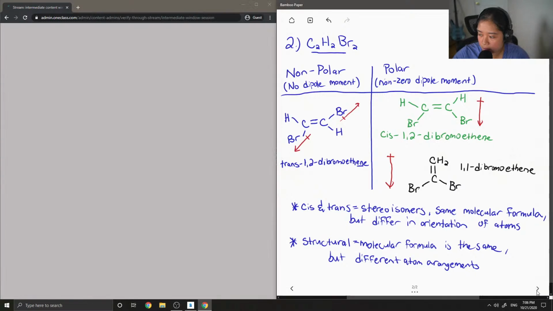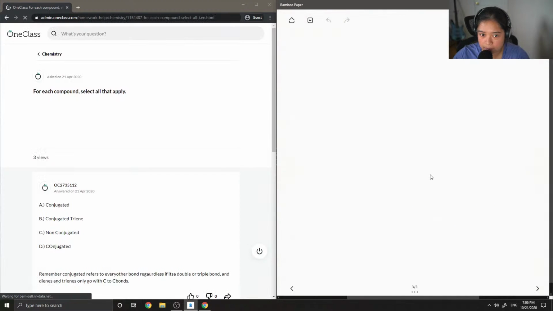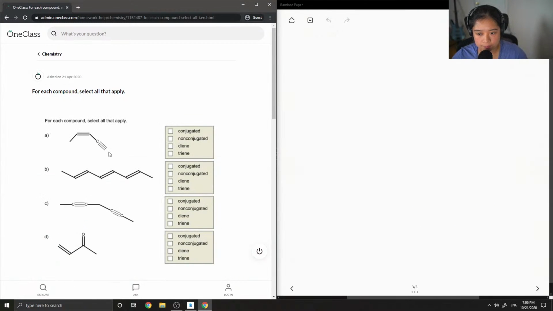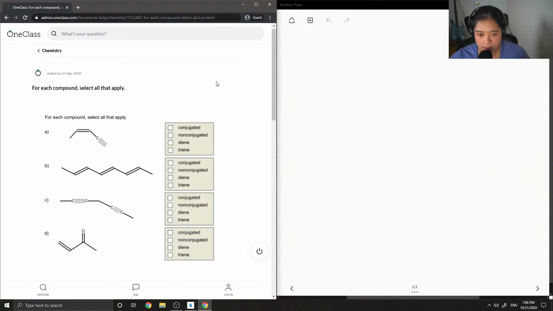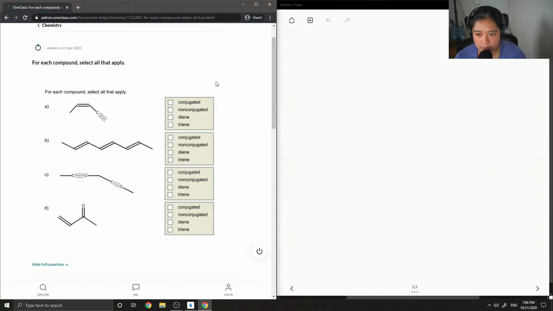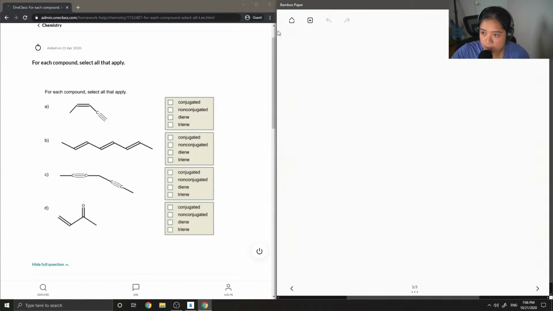Okay, so now I will move on to question number 3. For each compound, select all that apply. And basically we have conjugated, non-conjugated, diene, or triene. Okay, so this is question number 3, and I'm going to look at A.